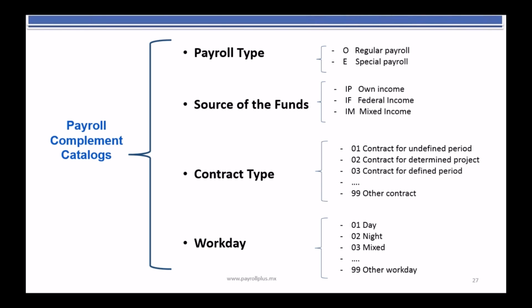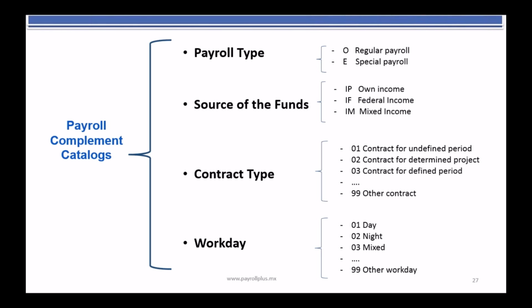There can be the case that, for example, in December, companies decide to include the Christmas bonus within the first payroll for December. In that case, the authority has established that you should include O for regular payroll, even though it is including the Christmas bonus, which will be a special payroll. If you're paying separately your regular payroll and the Christmas bonus, then the Christmas bonus will be with an E for extraordinary or special payroll.